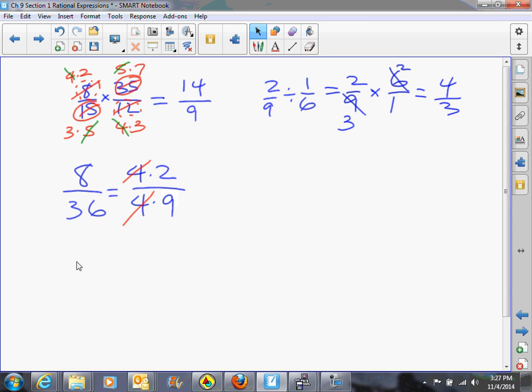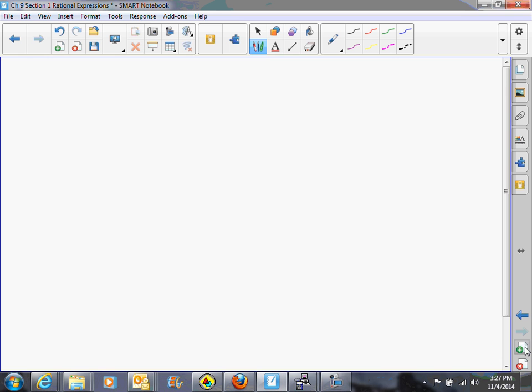Now, to continue, sometimes when you have an algebraic rational expression, and an algebraic rational expression is something where you have a polynomial in the numerator and a polynomial in the denominator. And let me give you an example here. Let's imagine we have the rational expression x squared plus 2x minus 8 over x squared plus 7x plus 12.